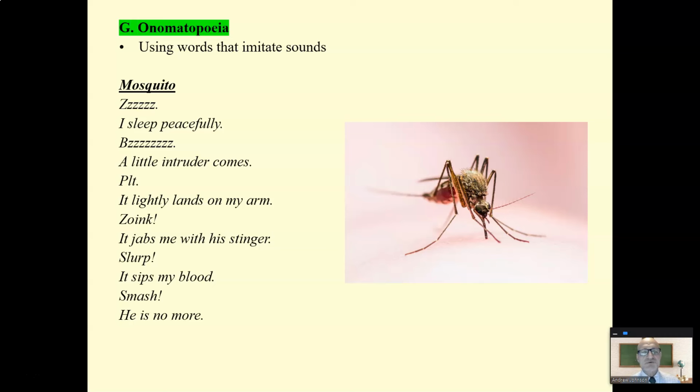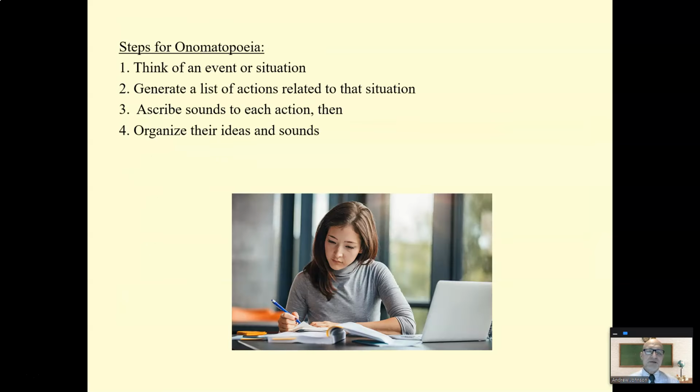Onomatopoeia. Using words to imitate a sound. Mosquito. Zzz. I sleep peacefully. Bzzz. The little intruder comes, blit. It lightly lands on my arm, zoink. It jabs me with its stinger, slurp. It sips my blood, smash. He is no more. And what I do is I think of an event or situation, then generate a list of actions, then ascribe sounds to each action, and then arrange the ideas and sounds to create a poem.